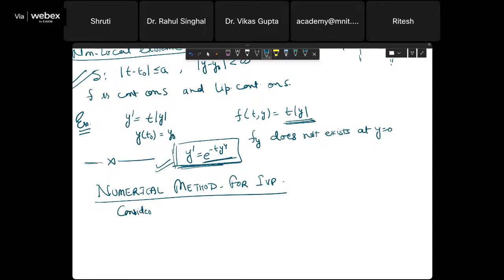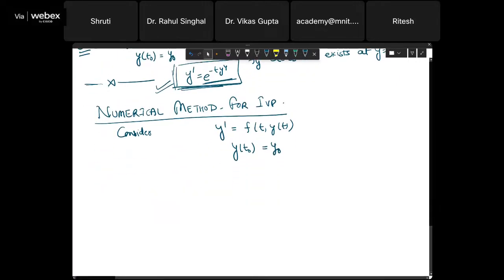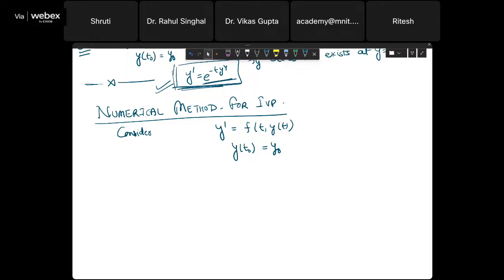So here, let me consider the initial value problem, y dash equals f(t, y(t)), with the initial condition y(t0) = y0. So with this, we'll start. Basically, numerical methods we can divide in two major categories.